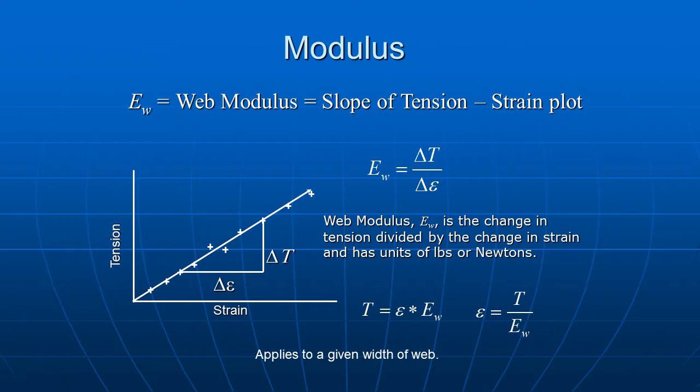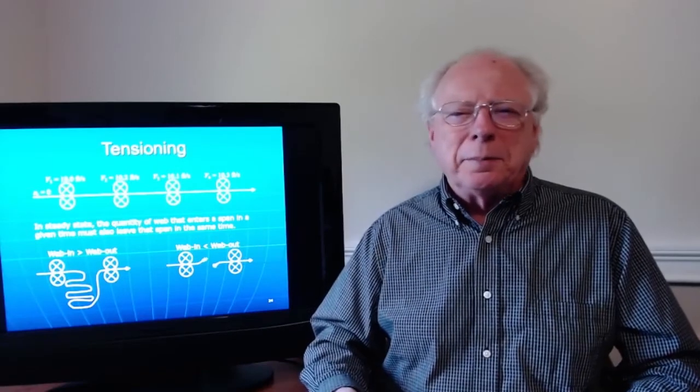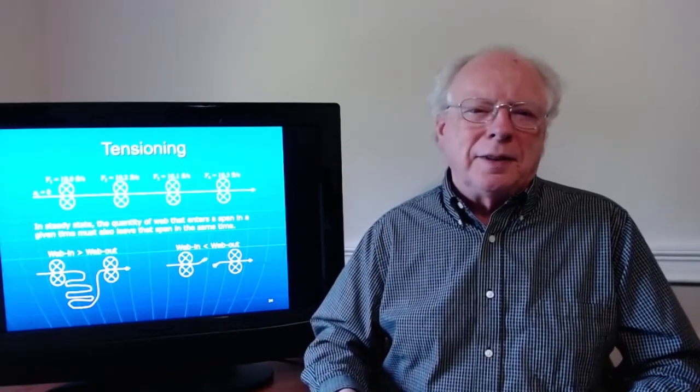Now note that E sub w, web modulus, applies to a given width of web. So if I have a 1 meter wide web and it has a web modulus of 10,000 newtons, a 2 meter wide web is going to have a web modulus of 20,000 newtons. And so web modulus will increase and decrease with the width of the web. But it is a very convenient and intuitive thing to work with, which is why most of my calculations will involve web modulus.